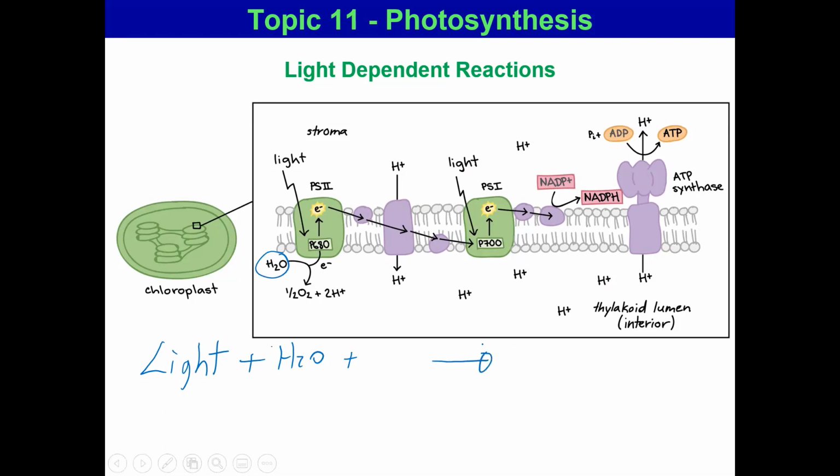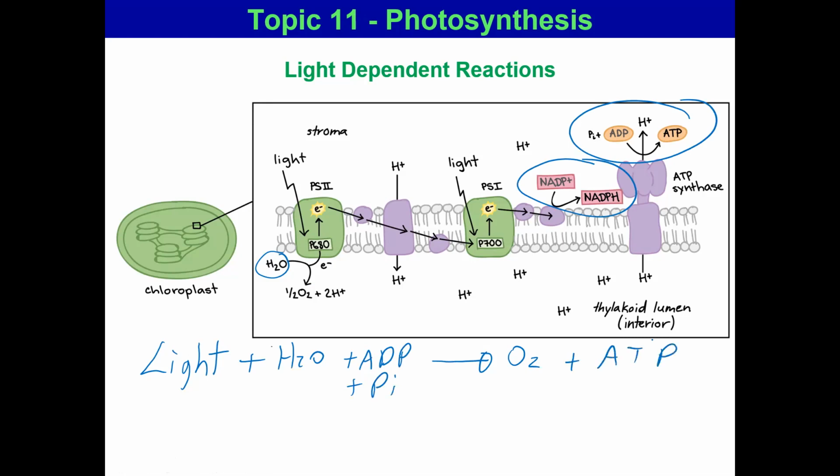Light doesn't become something, it ends up in chemical bonds. The water ultimately becomes oxygen. And if you take a look here, we're making some ATP over here, and we're making some NADPH. So let's throw those things in here. We've got the ATP. In order to make ATP, I need ADP and inorganic phosphate. And to make NADPH, I need NADP plus. And so there's my NADPH.